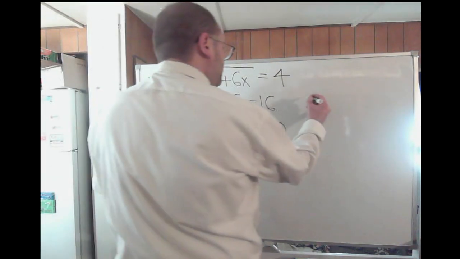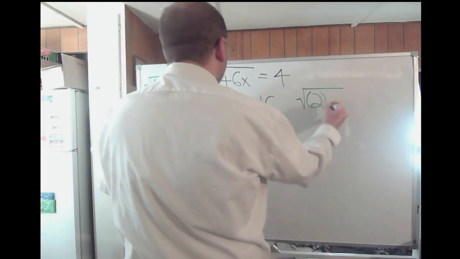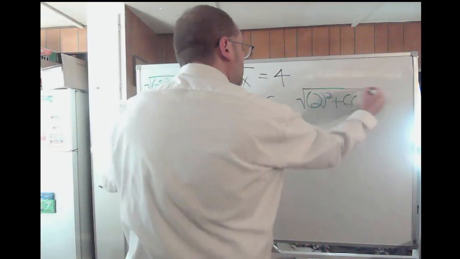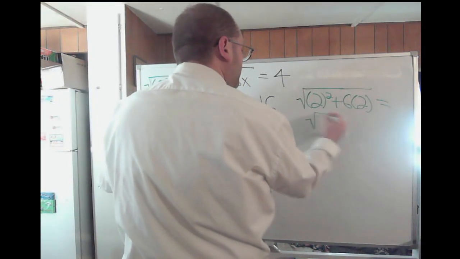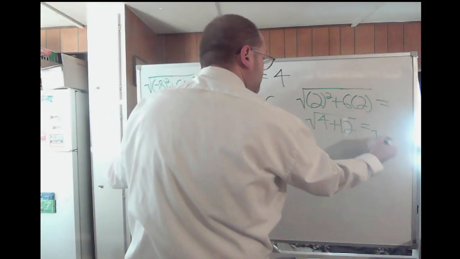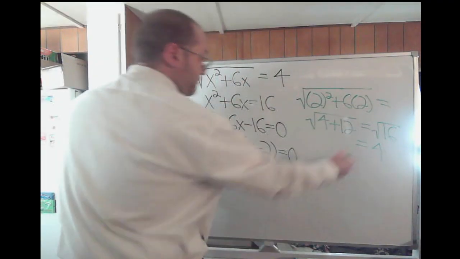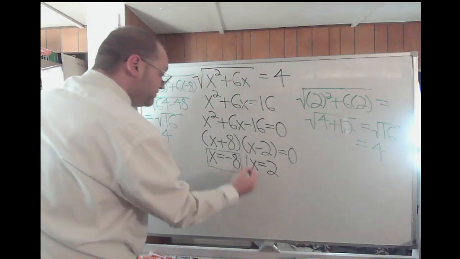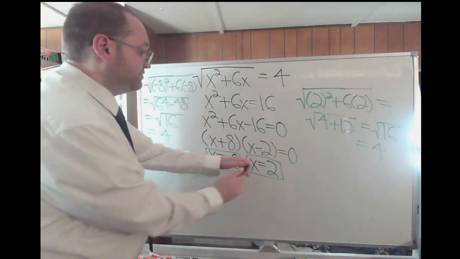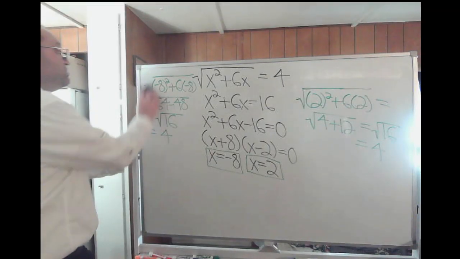Now let's go over here. We'll take the square root of 2 squared plus 6 times 2, which is going to equal the square root of 4 plus 12, which equals the square root of 16, which also equals 4. 4 equals 4, so in this case, both of these solutions check out. x would equal negative 8 and positive 2. Both solutions actually checked out, but it doesn't always end up that way.